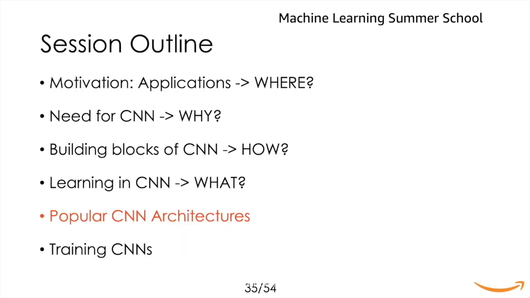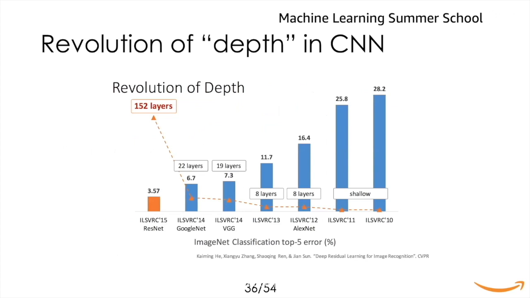Now let's look at a few popular CNN architectures. This is the results of the ILSVRC competition over the years. These are during 2010 and 2011. CNNs were not used. These are just traditional shallow networks, and this is the error rate. You can see that as time passed and deeper and deeper CNN networks were introduced, the error rates have fallen drastically.